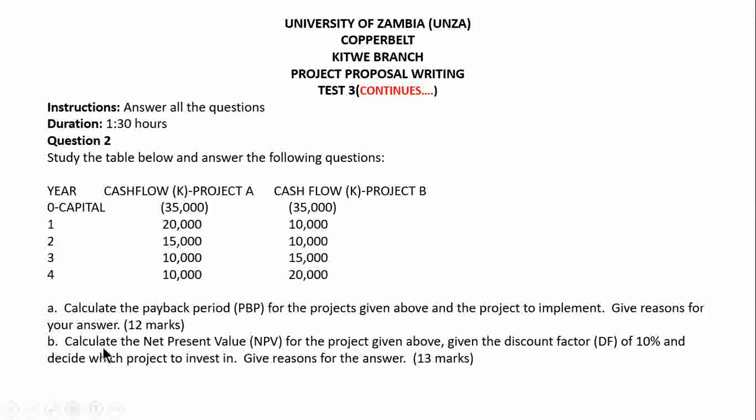And B, calculate the net present value for the projects given above, given the discount factor DF of 10%, and decide which project to invest in. Give reasons for the answer.